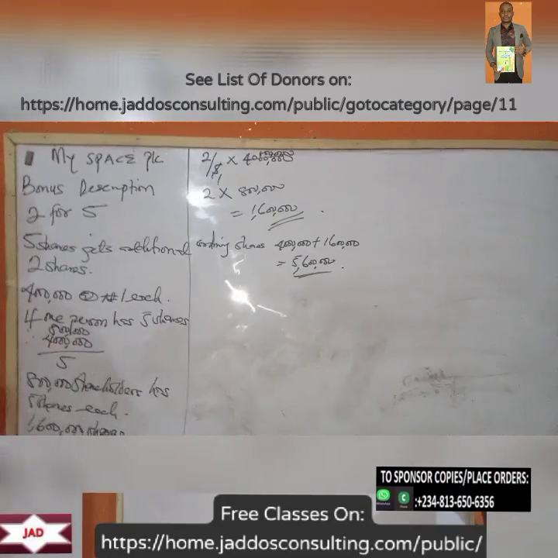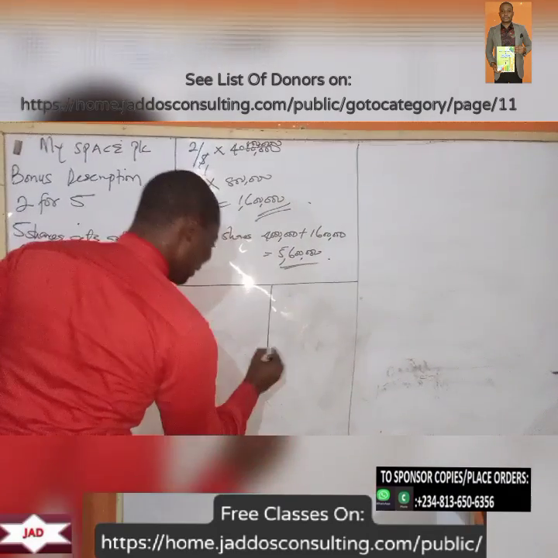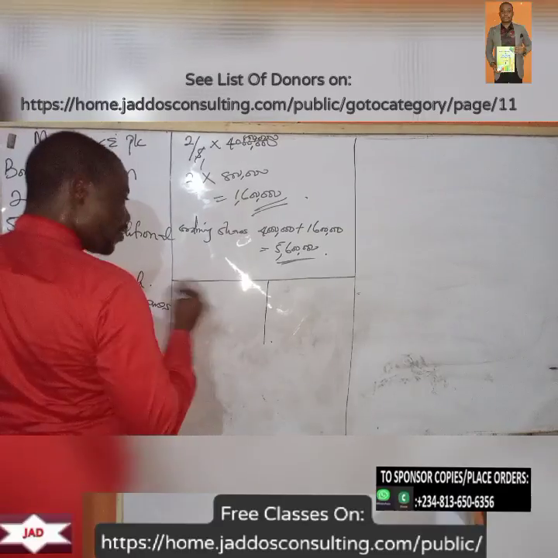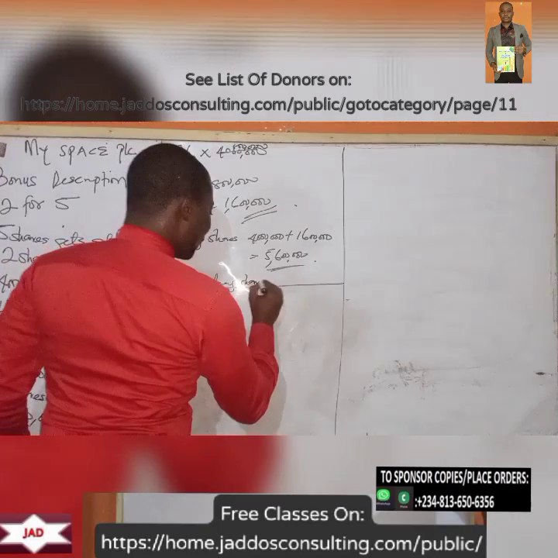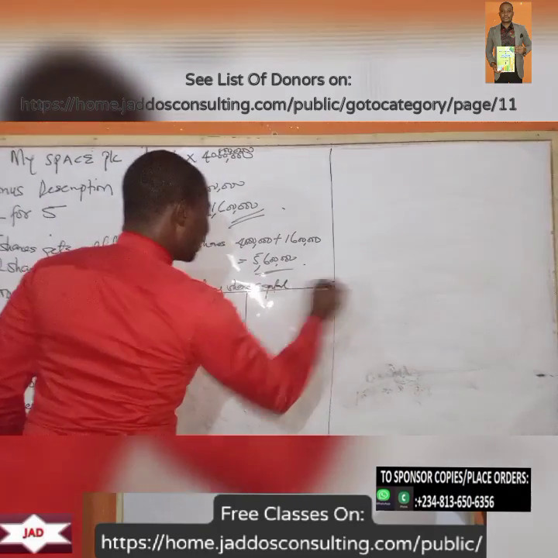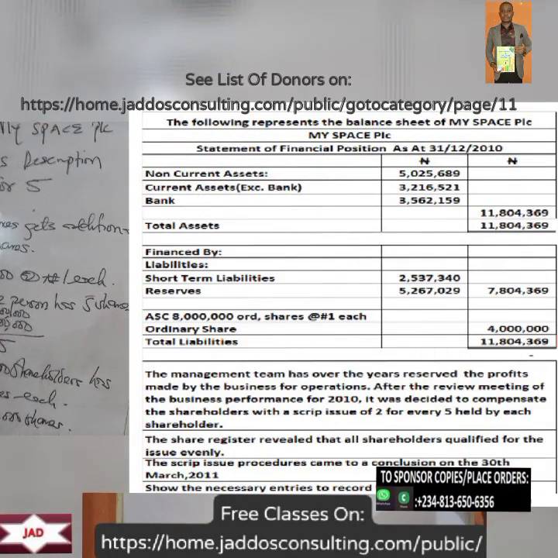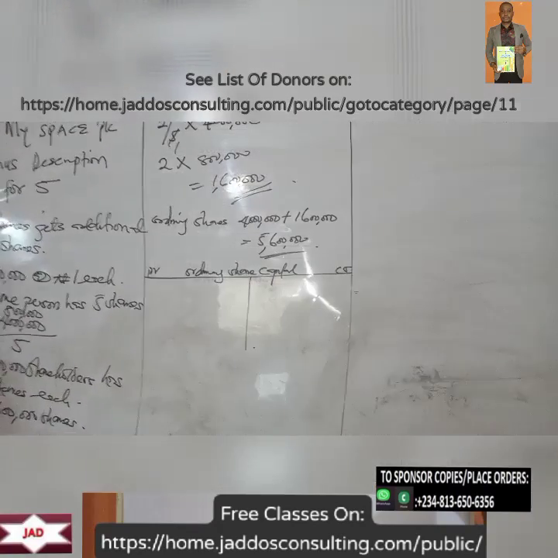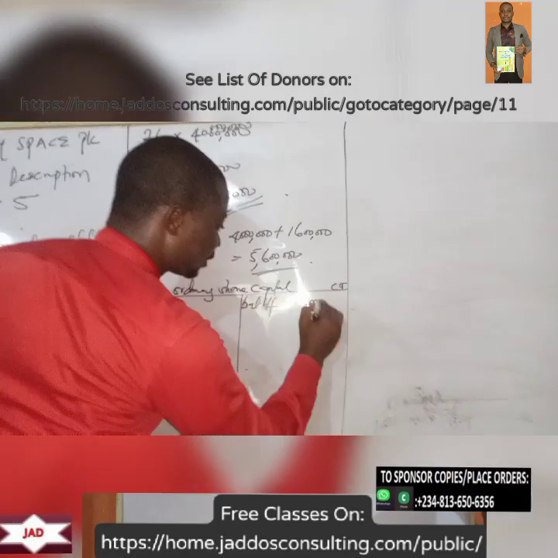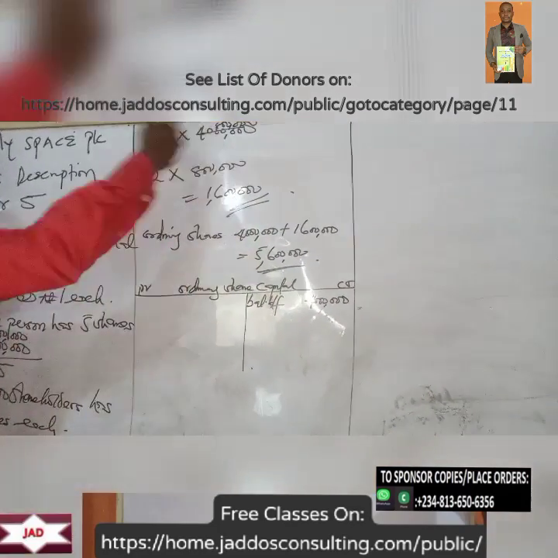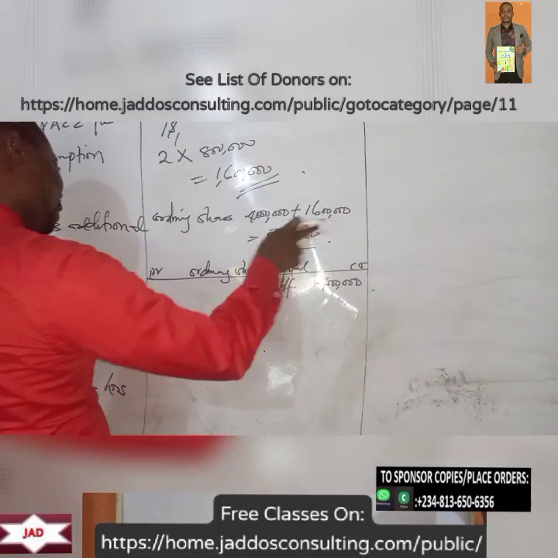Right? So the ledgers now. What do you have? Are you there? So we have ordinary share capital, credit, debit. What's the opening balance for your share capital there? 4 million. So we say balance brought forward, 4 million, right? Now there's a bonus issue of 1,600,000 shares.